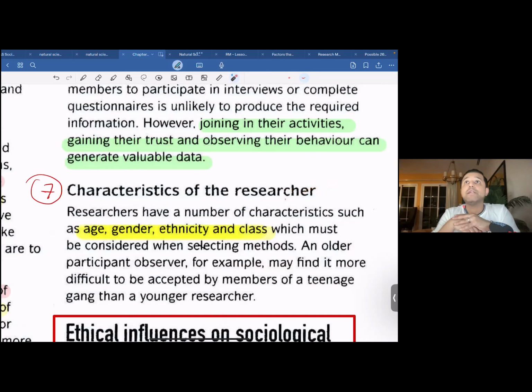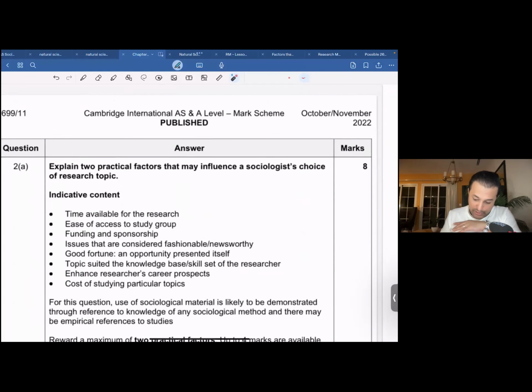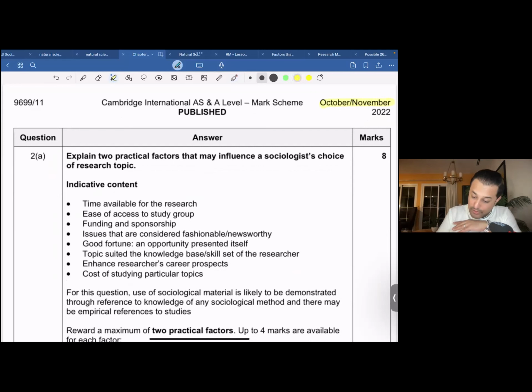So let me show you all a question that we've had on this. Look at this question. We had this question in October, November 2022. It is an 8-mark question. This was variant A though. In Pakistan, you have variant 2, as Pakistan falls into zone 4. Explain 2 practical factors that may influence a sociologist's choice of topic, right?